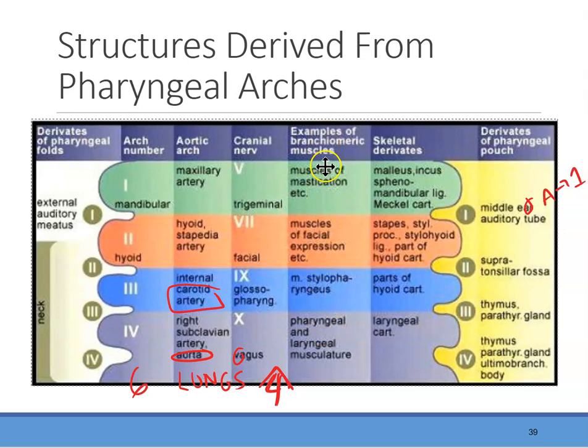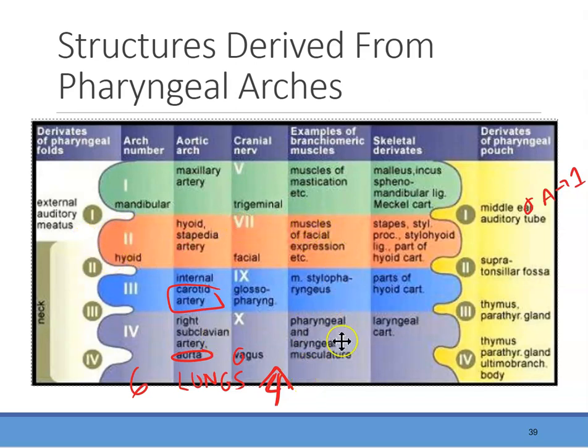With regards to muscles, the muscles get derived from specific arc numbers. So the first arc makes muscles of mastication. These are the muscles for chewing. So remember, M for mono. Mono means 1. Muscles of facial expression. So again, face to face, right? So the second arc, facial expression, face to face.